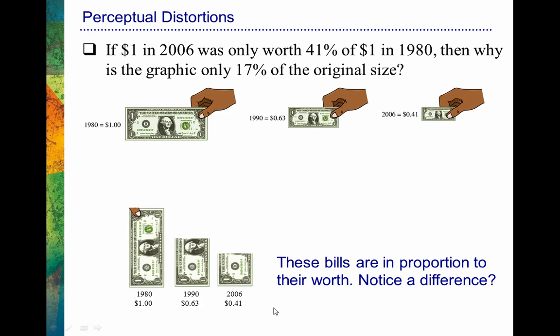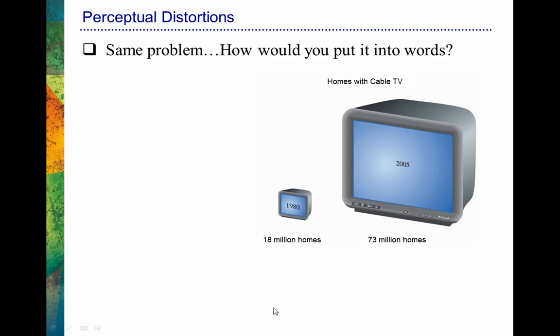Let me give you another example in which the data is probably even more misleading. Here we have the same problem, and I want you to be able to kind of put in words what's going on. Let's say I showed you these two graphics, and I asked you to put into words what the problem is. Well, how are we going to troubleshoot it? We can see here that it's essentially showing how many homes have TVs, or this is specifically homes with cable TV, in the year 1980 and the year 2005.